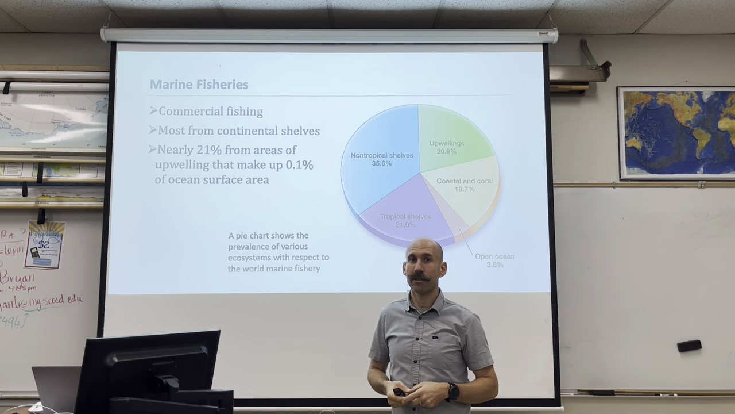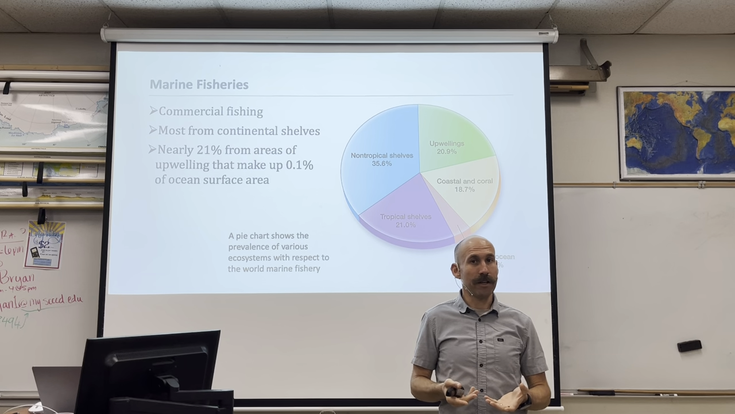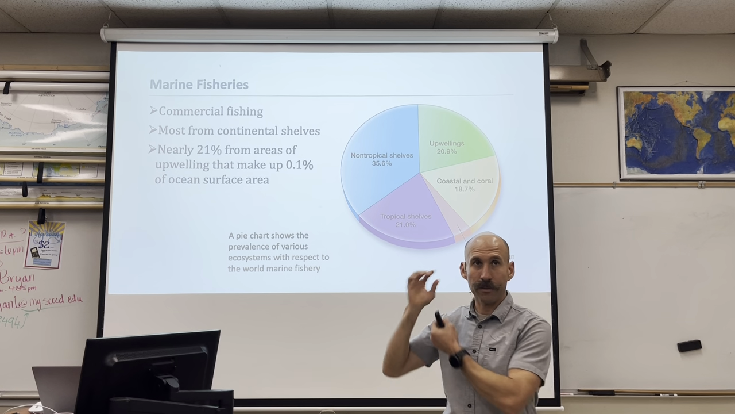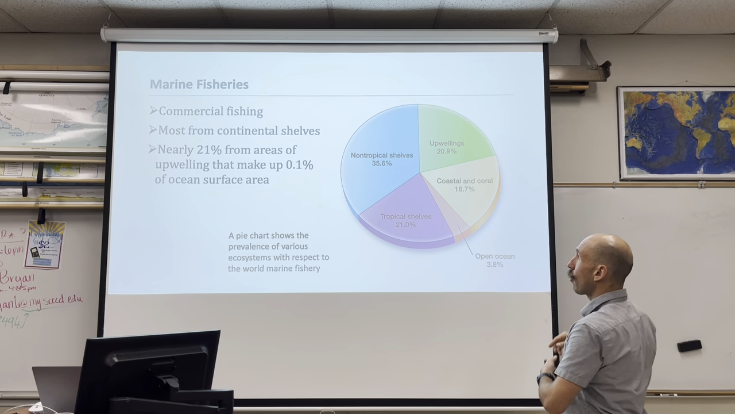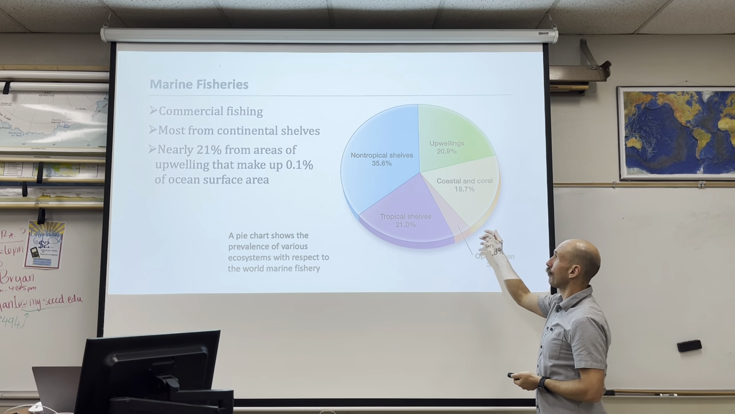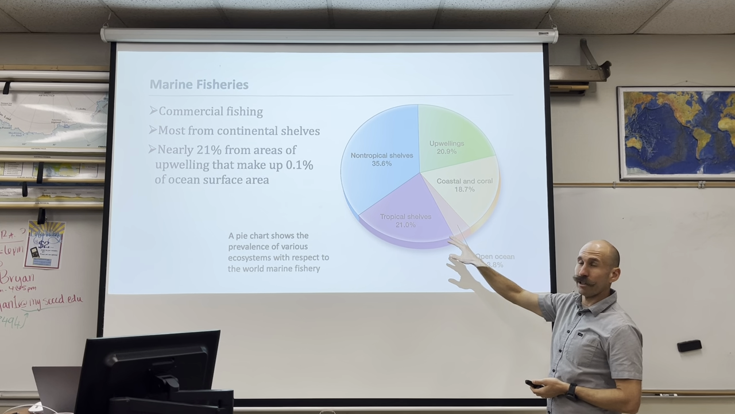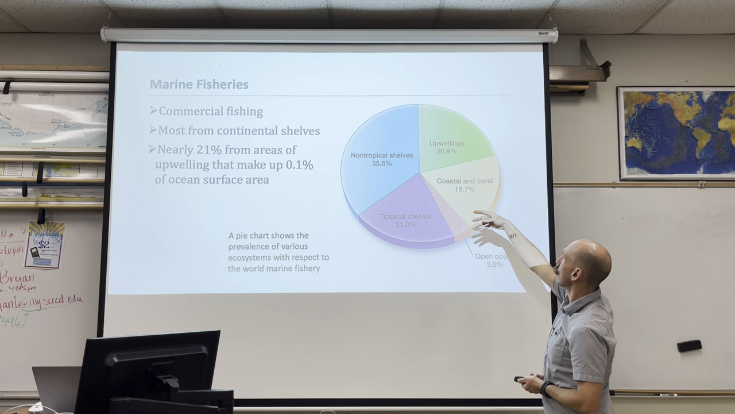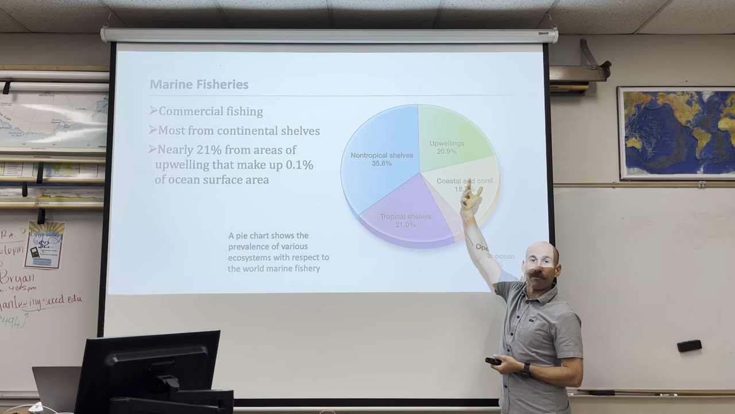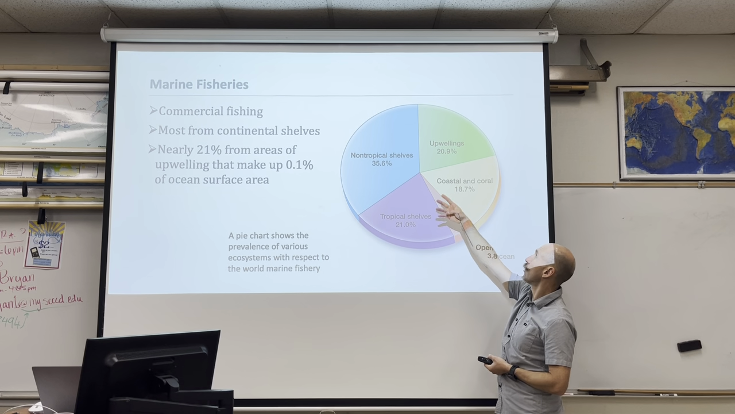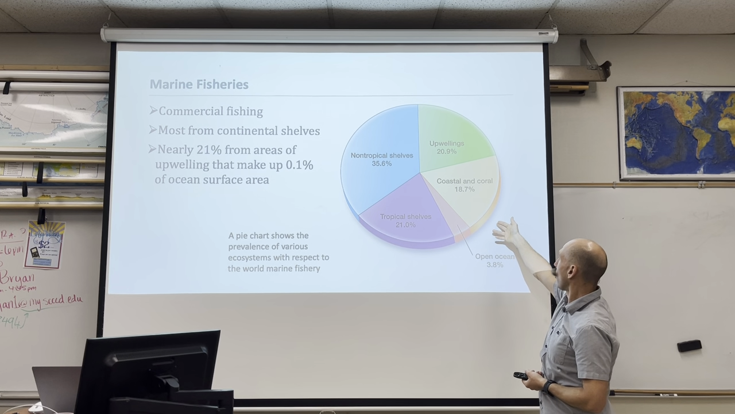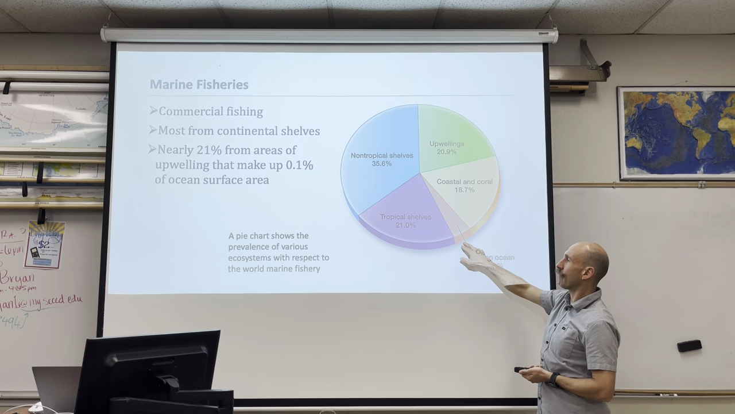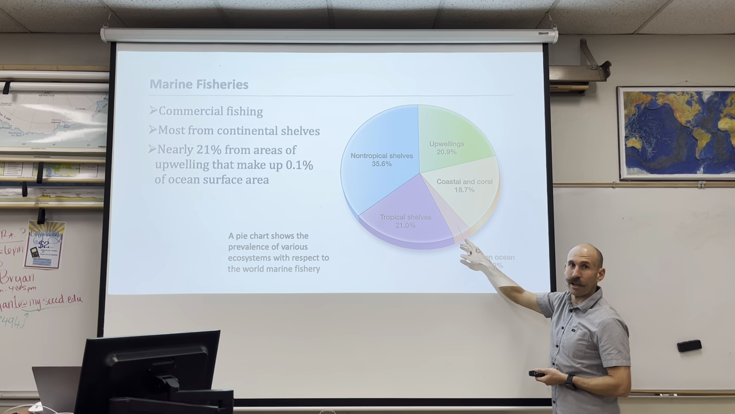Marine fisheries. People eat fish. Fish is a really, really large industry. So because people eat fish, we have commercial fishing. Most of it happens on continental shelves, tropical shelves, non-tropical shelves. There are areas of upwelling, primary productivity, leading to fish. There are coasts and coral, and then a very small amount of open ocean fishing happens also.